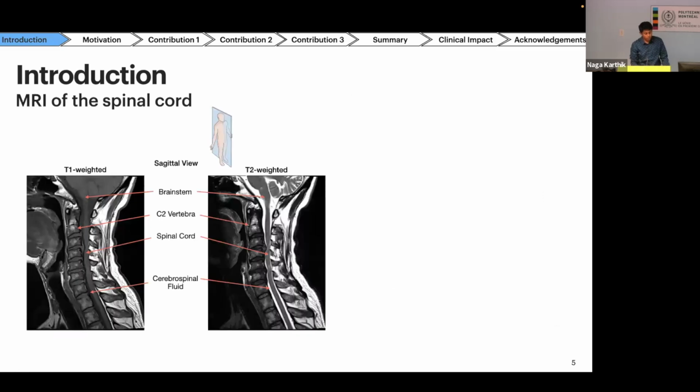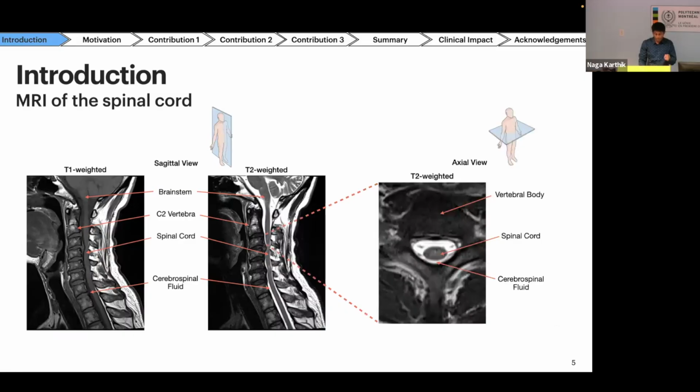So this is an example of how an MRI of the spinal cord looks. These are 2 contrasts, T1 weighted and T2 weighted. The structure of interest here is the long tubular structure, which is the spinal cord, and which is surrounded by the cerebrospinal fluid. And again, a cross section of the same, and this circular structure is the spinal cord, and we are interested in segmenting that.